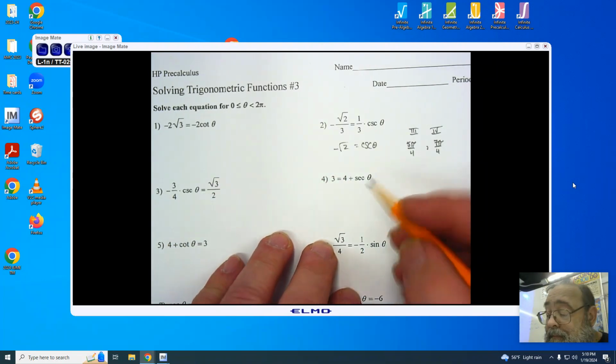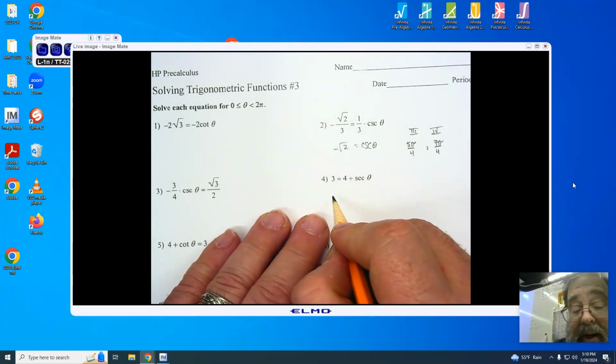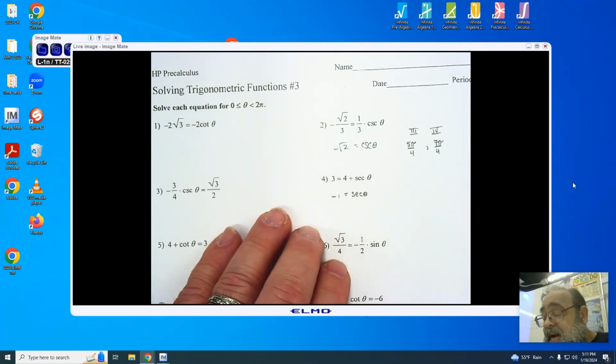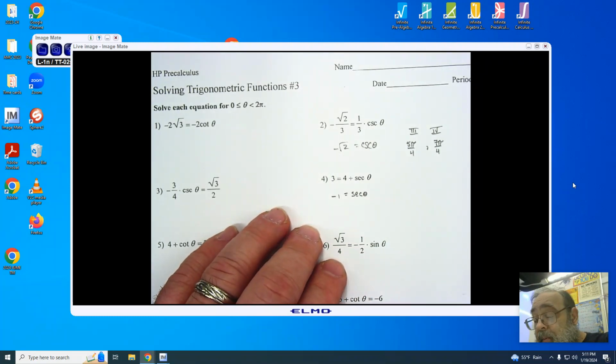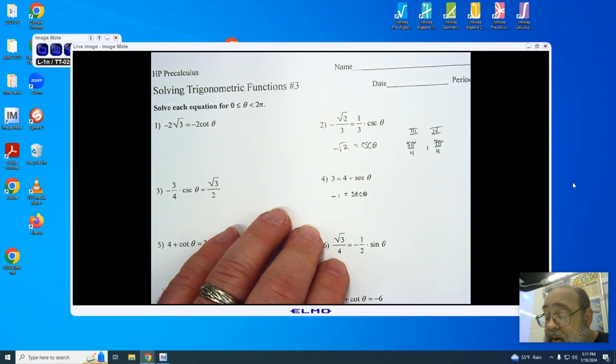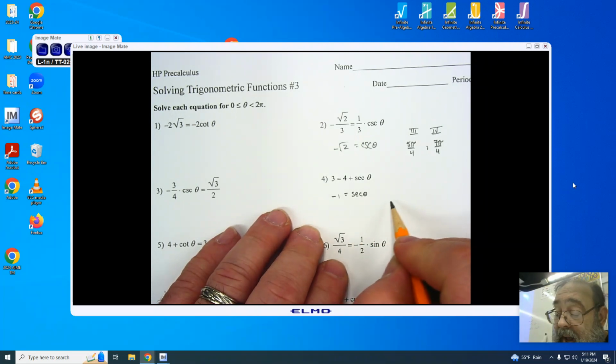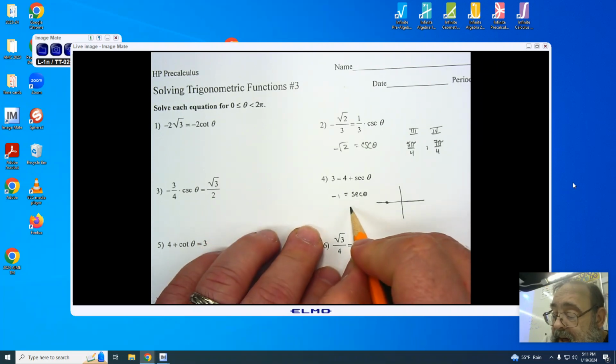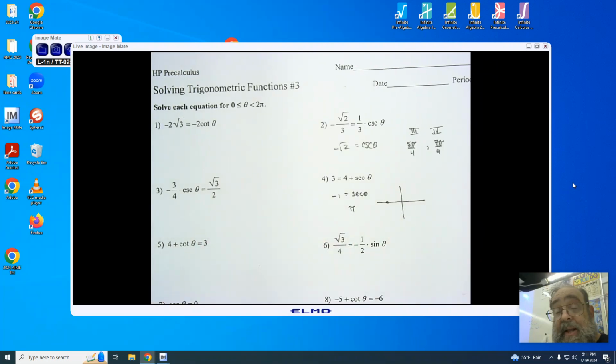Number 4, I'm going to subtract, and I'm going to end up getting negative 1 equals the secant of theta. This is the same thing as cosine equaling negative 1, and there is only one value where this occurs. That occurs on the abscissa, or the x-axis, and it is the negative x-axis right here, and this is pi. So my answer to number 4 is pi.